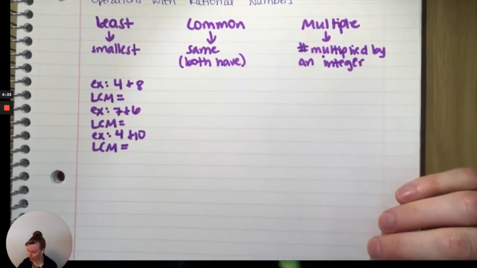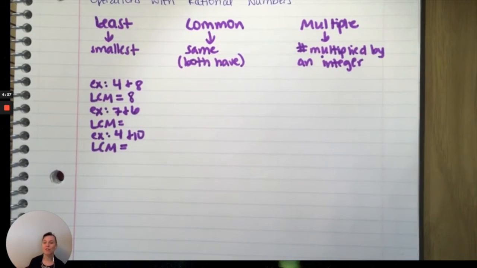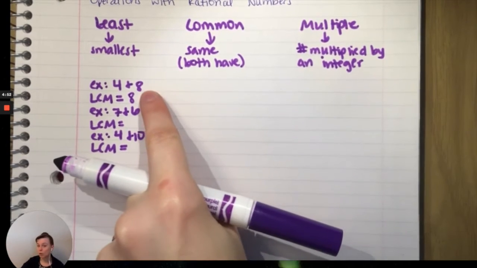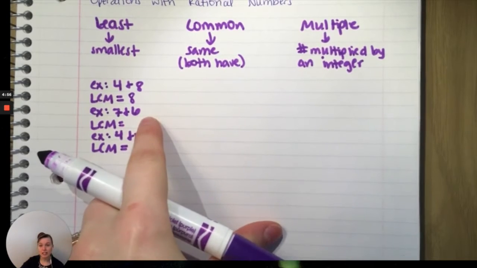All right, so the smallest number they have in common would be 8. That's a multiple they have in common. 4 is not what they have in common. 4 is a common factor, but 8 is a common multiple. Factors are multiplied up to a number, so they're smaller than that number. Multiples are usually larger than that number, but they could be equal because you always have that times 1 that makes a multiple.